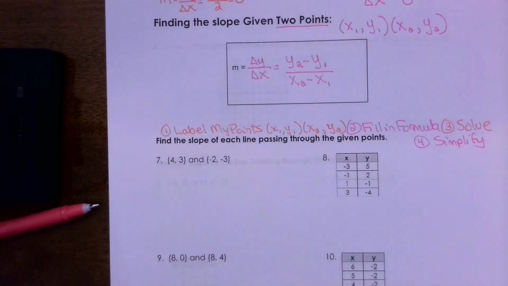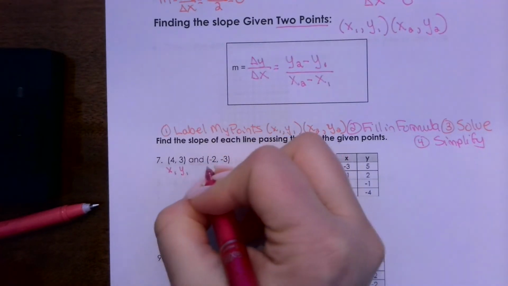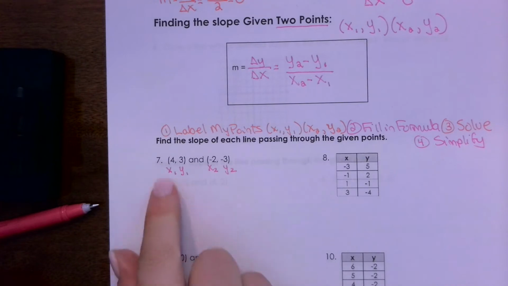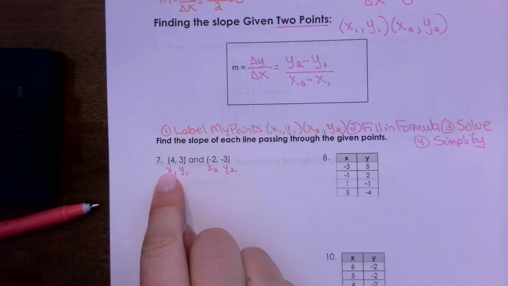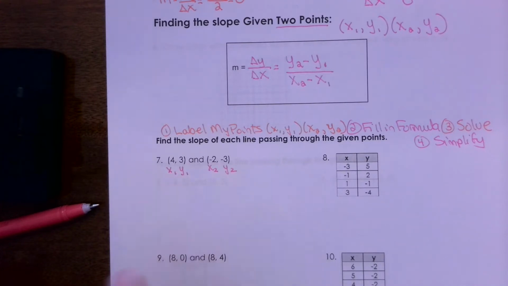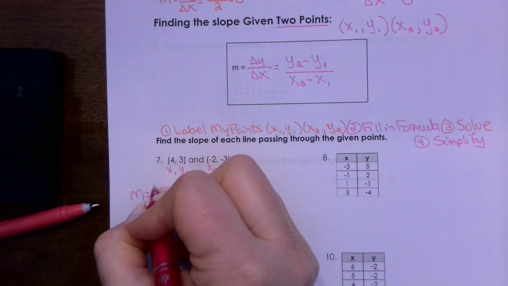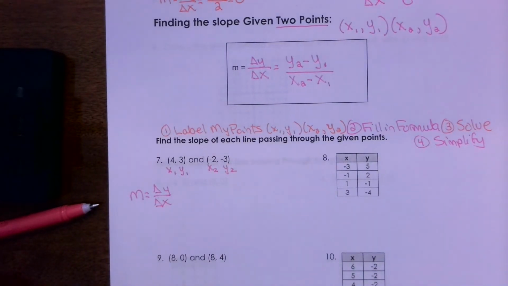Let's take a look at number 7. I'm going to label, this is x1, y1, x2, y2. I do want to note here that I could have had these 2 points be x1 and y1, and these be x2 and y2. It doesn't matter so long as you stay consistent. I'm a creature of habit, so I always write it out this way, change in y over the change in x, and now I'm simply going to fill everything out.